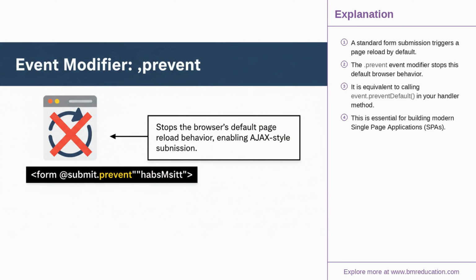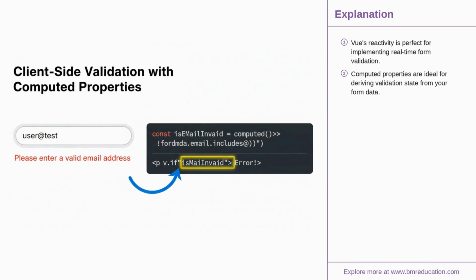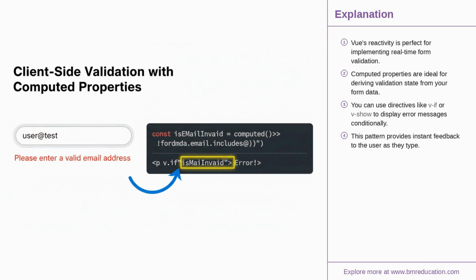To prevent this, we use an event modifier, .prevent. By adding .prevent to our @submit listener, we tell Vue to automatically call event.preventDefault, stopping the reload and allowing our JavaScript to handle the submission smoothly. Collecting data is one thing, but ensuring it's valid is another. While Vue doesn't include a built-in validation library, its reactivity system makes implementing it straightforward.